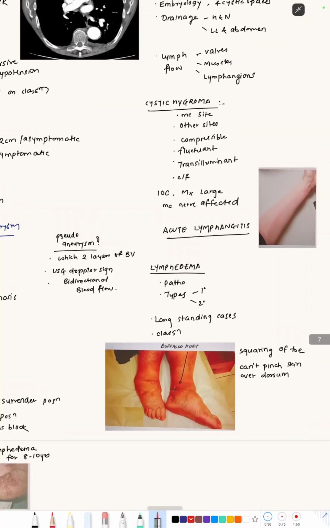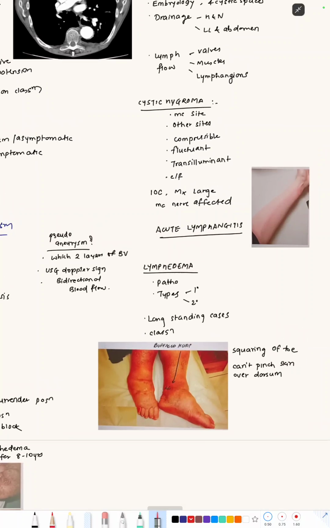Acute lymphangitis, as shown in the given picture, is a reddish streak that can be seen, because of which the most common causative organism is going to be streptococcus or staphylococcus, and the treatment is going to be antibiotics and limb elevation. Now the next topic is lymphedema.